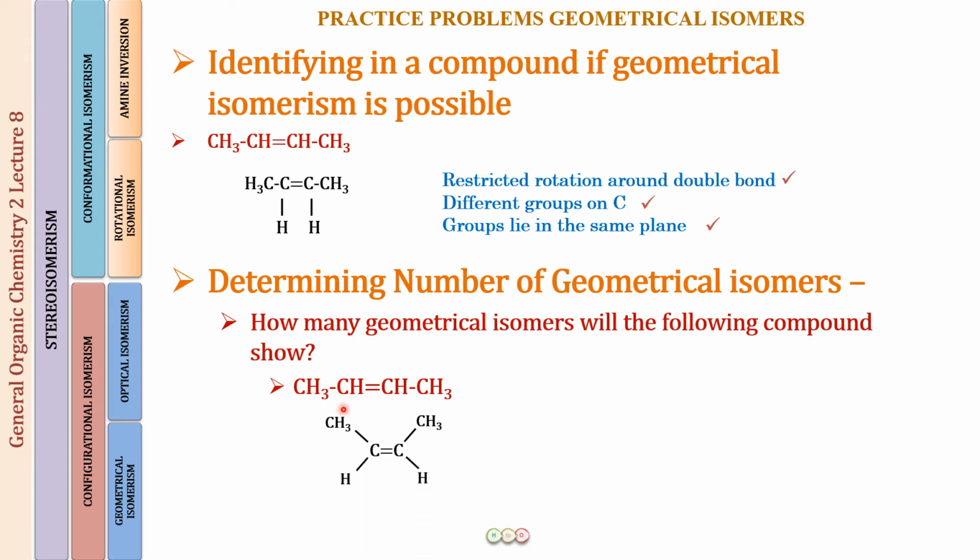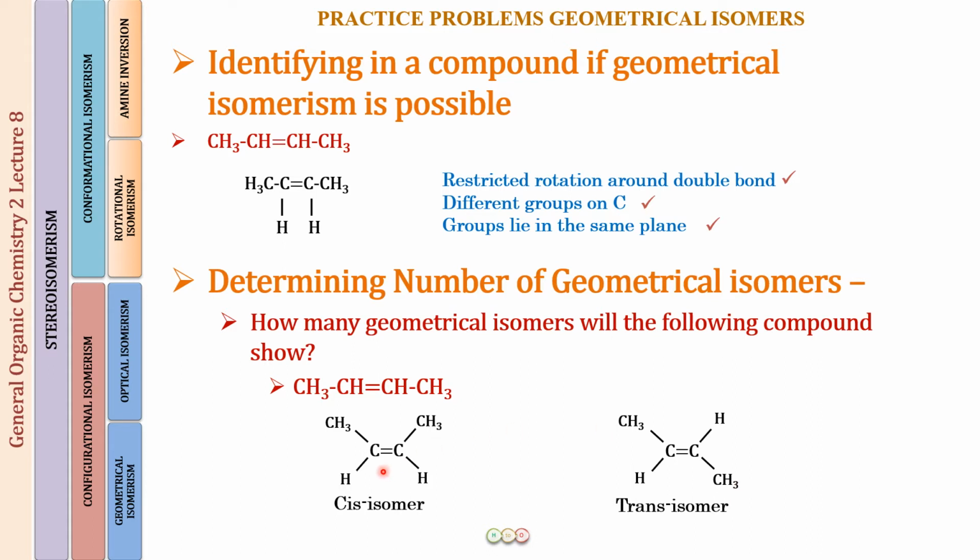So one is going to be where the two similar type of groups will be on one side of the double bond, and the other where they are on the opposite side of the double bond. So this is going to be a cis structure, this is going to be a trans structure, and for but-2-ene, you can draw two geometrical isomers, right?